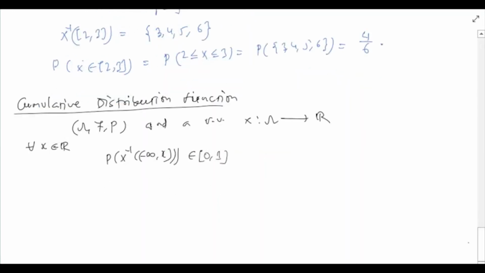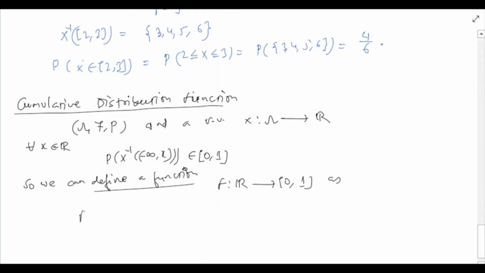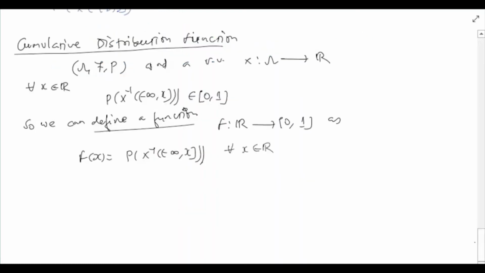So we can define a function capital F from R to [0, 1] as follows. F of small x is nothing but this probability, of X inverse of (minus infinity, x] closed interval, for all x in R. This function is called the cumulative distribution function of X.